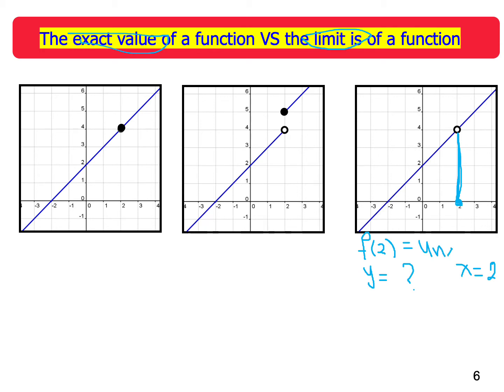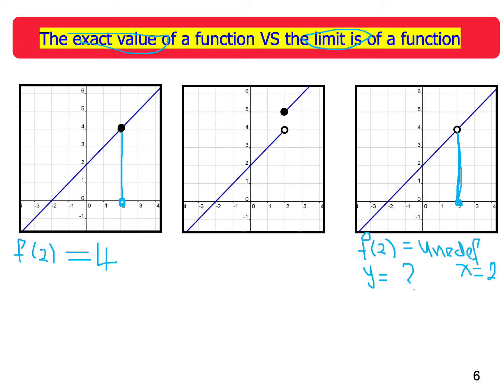Now, for example, I want to study the second graph here. I want to find f of 2 here, which is the exact value. I do the same: I stand on 2. Then when I go up, I will meet the graph at 4. That means f of 2 is defined and equals 4. But for the first graph, f of 2 is undefined.